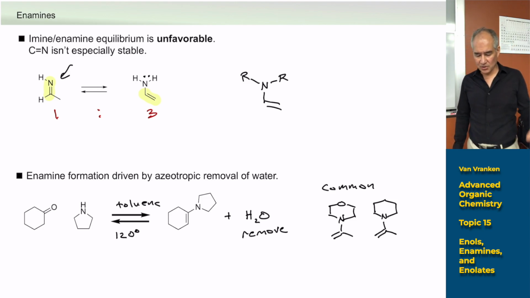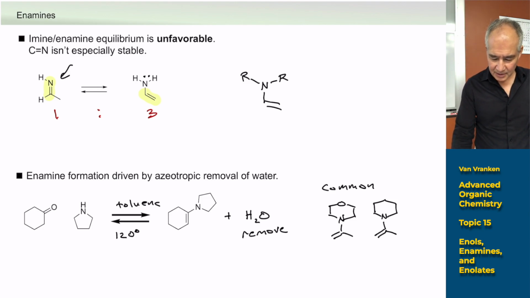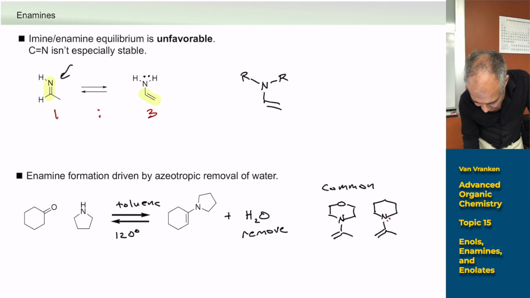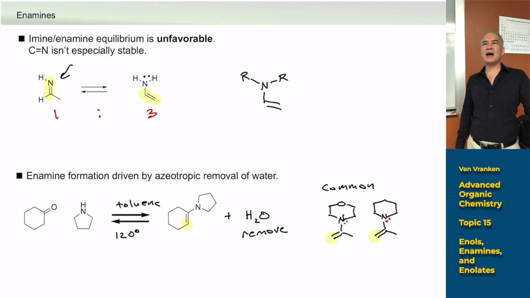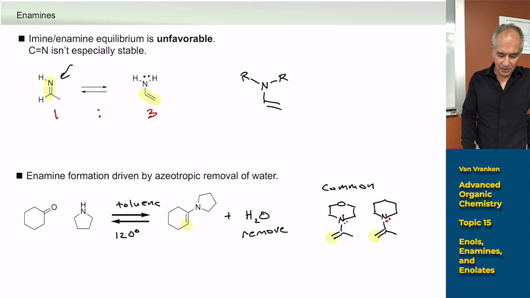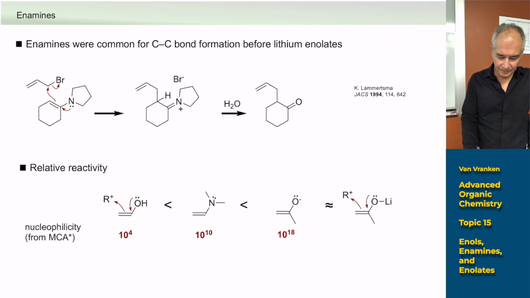And enamines are just way more nucleophilic. Let me just admire these lone pairs here, souping up the reactivity. Look at that lone pair on that piperidine, making that enamine more nucleophilic. Look at that lone pair on that morpholine. They are souping up the reactivity of these enamines at this position. That's the reactive position, just like an enolate, just like an enol ether, just like an enol.